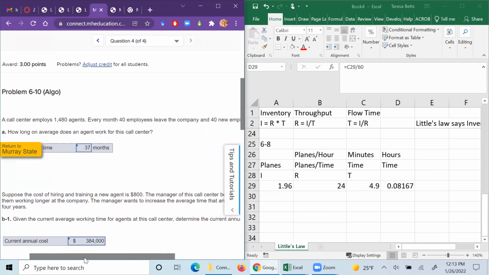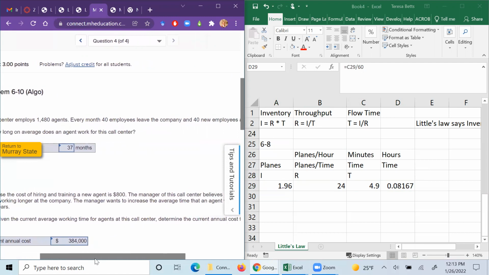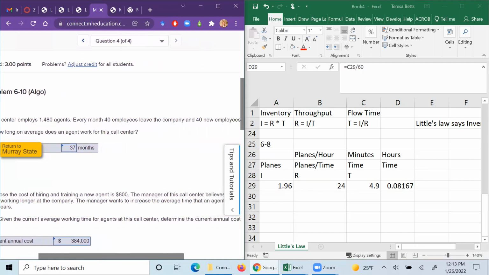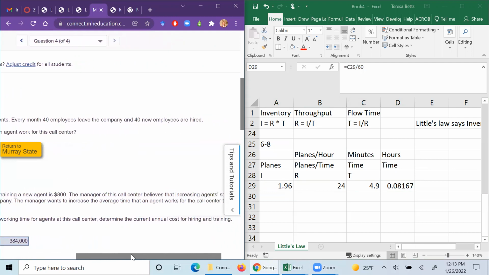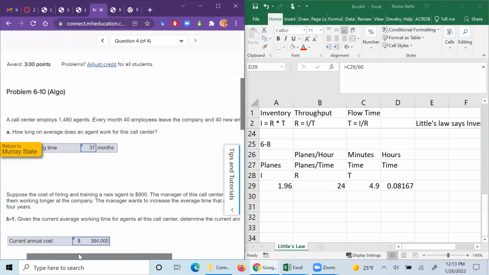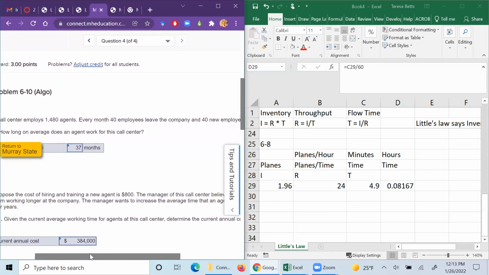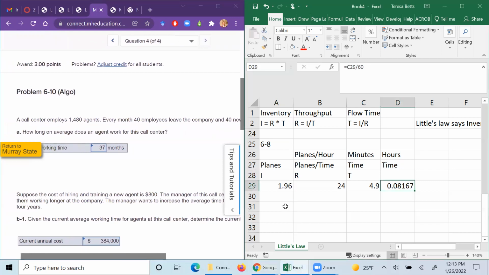Okay, this one is a call center employee. A call center employs 1,480 agents. Every month, 40 employees leave the company and 40 new employees are hired. How long on average does an agent work for this call center? Okay, so we know that there are typically 1,480 agents.